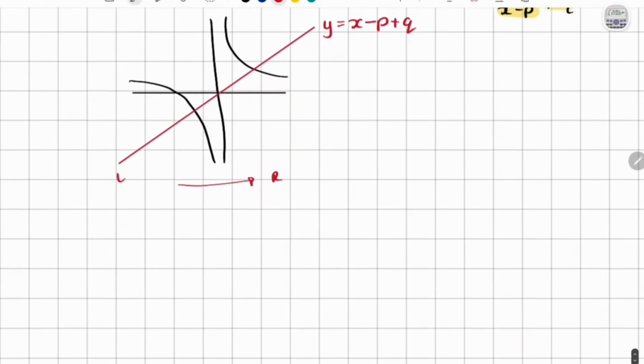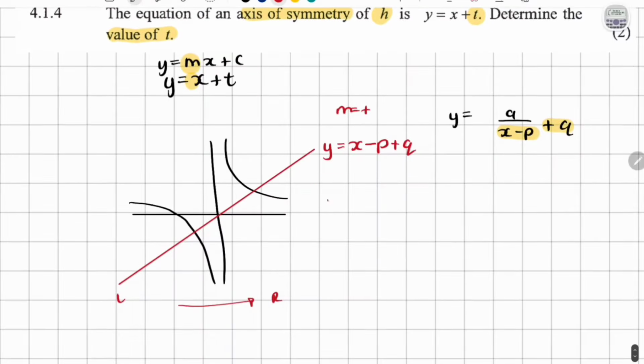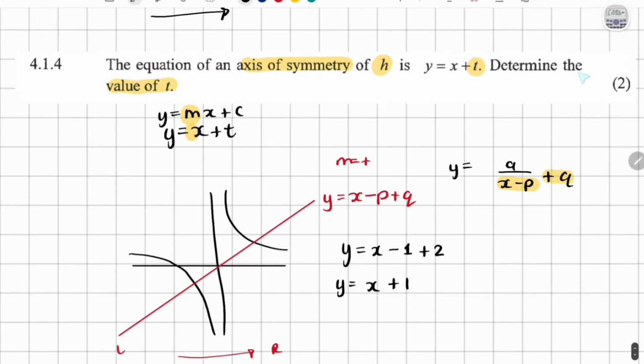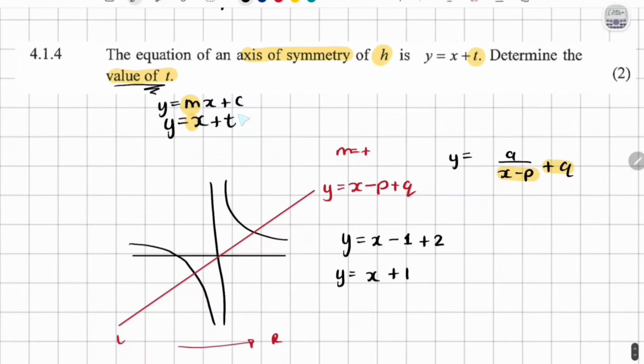Okay, so we're just saying that finally it just means that y is equal to x minus our p is 1 and our q is positive 2. So we have y is equal to x, negative 1 plus 2 is positive 1. And so remember, the question was for you to determine the value of t. So it means that if it is in this format, we can now see that t is actually equal to 1. So just conclude, therefore, t is equal to 1. And that's our final answer.